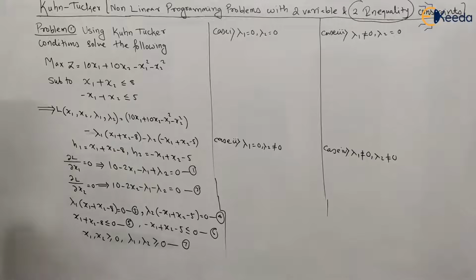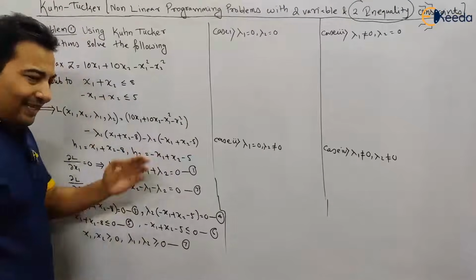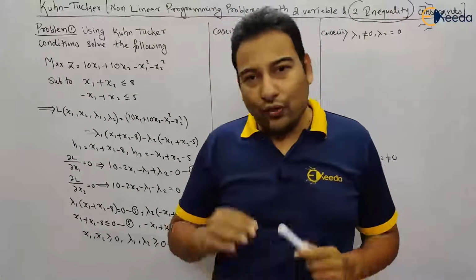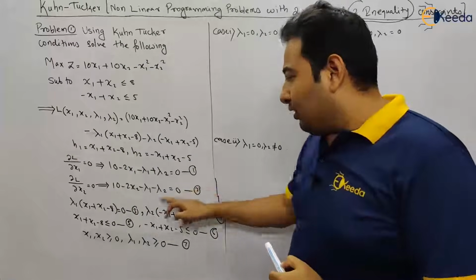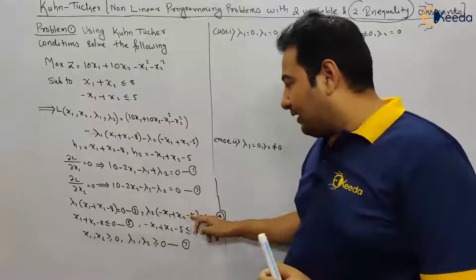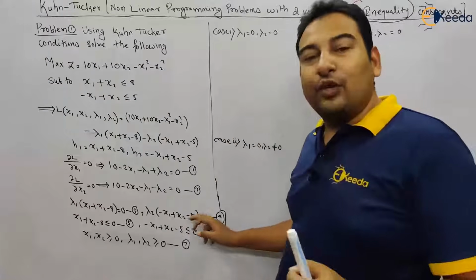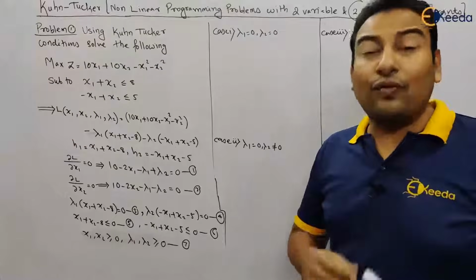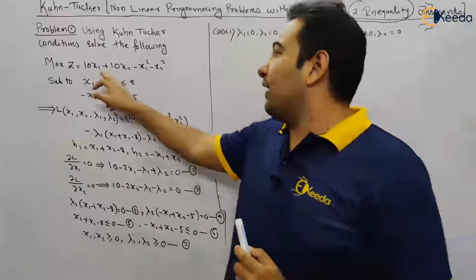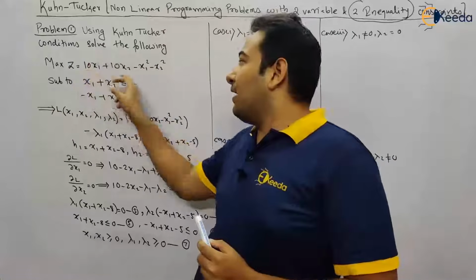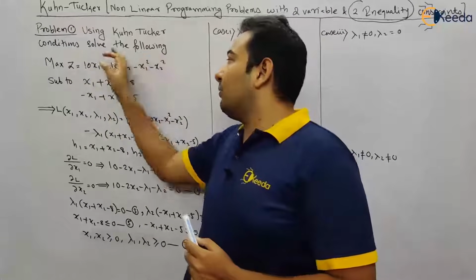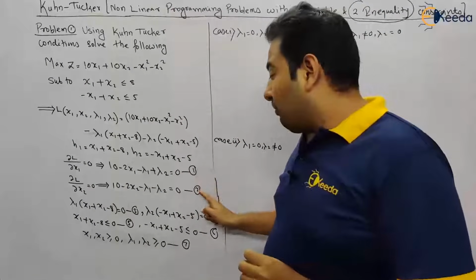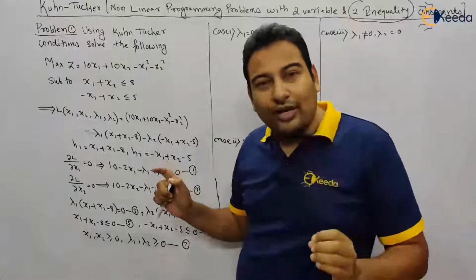One thing must be clear in our mind. In the last problem, 2 variables and 1 inequality constraint, equations 1, 2, 3 were used for calculation, 4 and 5 for checking. So here 1, 2, 3 and 4 will be used for calculation and 5, 6 and 7 will be used for the checking. Which calculation? Basically I want to get the value of x1 and x2. If I get the value of x1 and x2, I'll put it in this equation and I'll get the value of z. For getting the value of x1 and x2, I'll be using equation number 1, 2, 3 and 4.